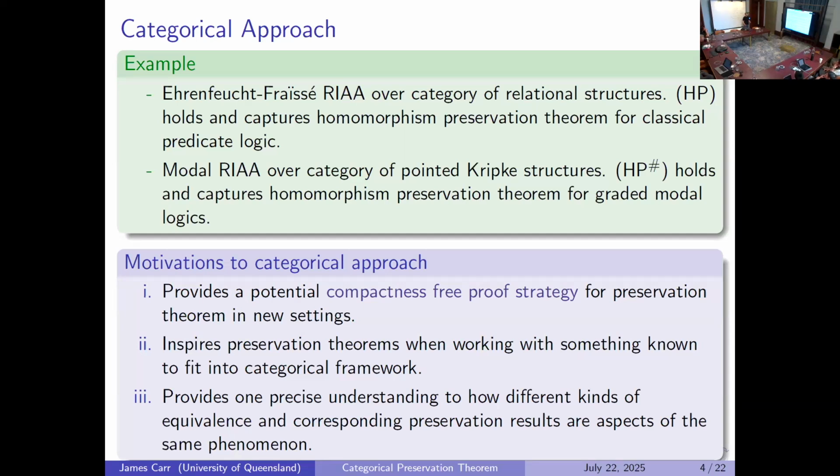And then from a slightly more meta level, one of the nice things that category theory sometimes does is provide one precise way of understanding how different notions of equivalence and their preservation results are somehow aspects of the same phenomenon. So notably, the notion of equivalence in the modal case is really bisimulation equivalence. And so what this setting does, at least in some sense, is tell you, okay, when we say things like Ehrenfeucht-Fraïssé back and forth systems are effectively bisimulation systems in modal logics, this is one way of actually making that precise. They actually capture the same categorical phenomenon.